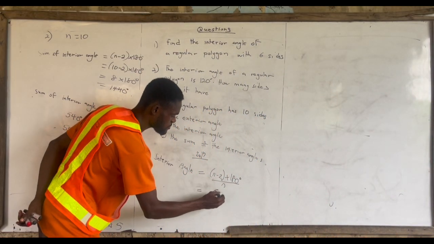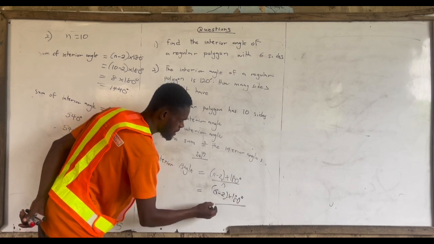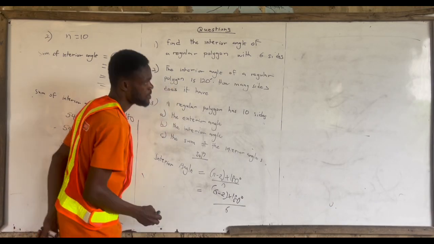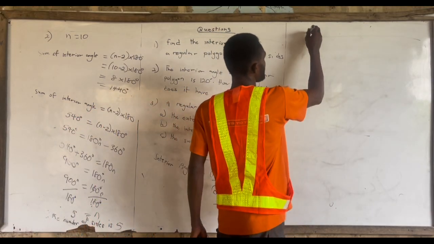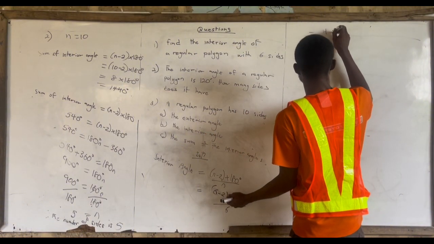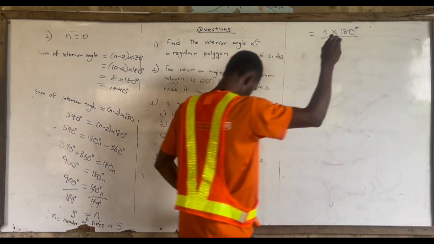So we have 6 minus 2 times 180 degrees divided by 6. So that is that. Let's continue from here. So we are going to have 6 minus 2, which is 4, 4 times 180 degrees divided by 6.